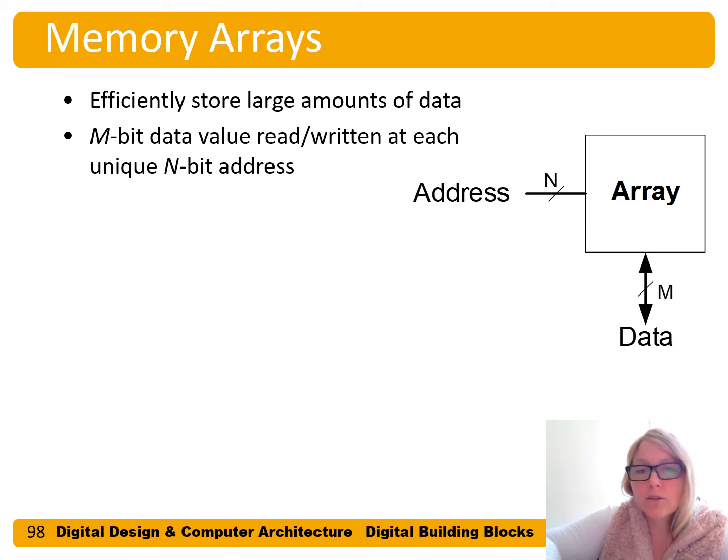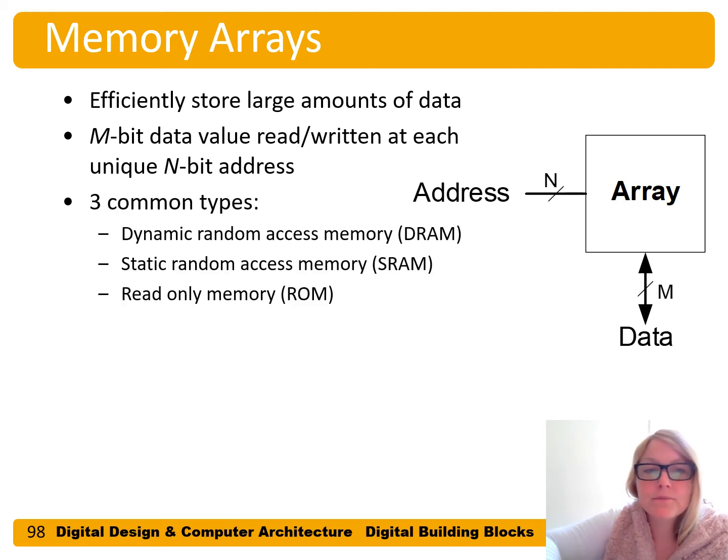So with a 2-bit address we would have 4, or 2 to the 2, unique addresses. With a 10-bit address we would have 2 to the 10, or 1024, unique addresses. There are 3 common types of memory: DRAM, which is dynamic random access memory, SRAM, static random access memory, and ROM, or read-only memory. And we'll talk about each of those.